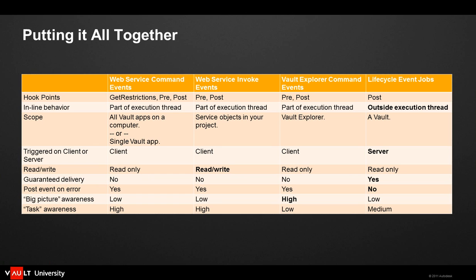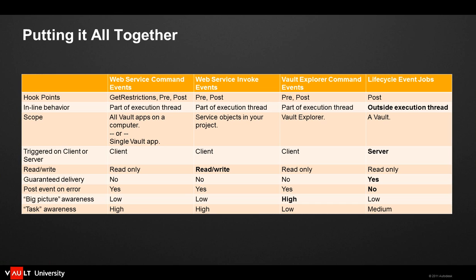Okay, those are the 4 types, laid out one by one. Now let's put them all together and go over which things are good for what situations. So here's a handy chart that lists all 4 of them. And it talks about things like, what are the hook points and how do they behave? What are you plugging into? Things like that. I won't go over everything, but there are some important things I do want to point out.